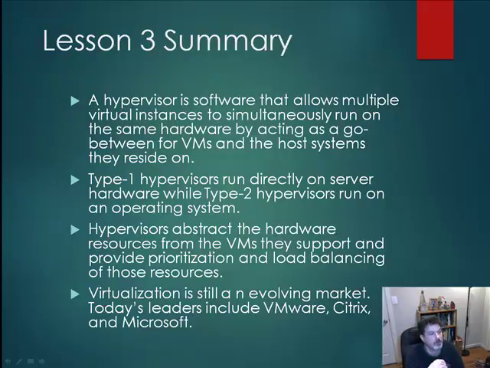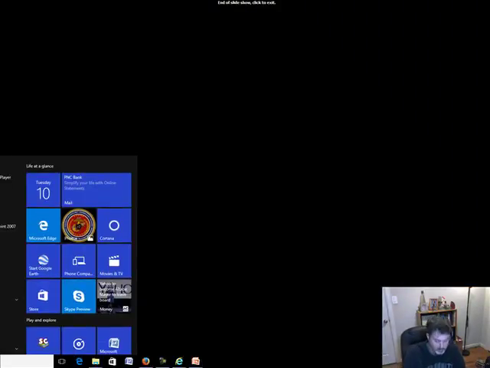Virtualization is still an evolving market. Today's leaders would include VMware, Citrix, and Microsoft. And I think that pretty much covers it for Lesson 3. So, if you have any questions, let me know.